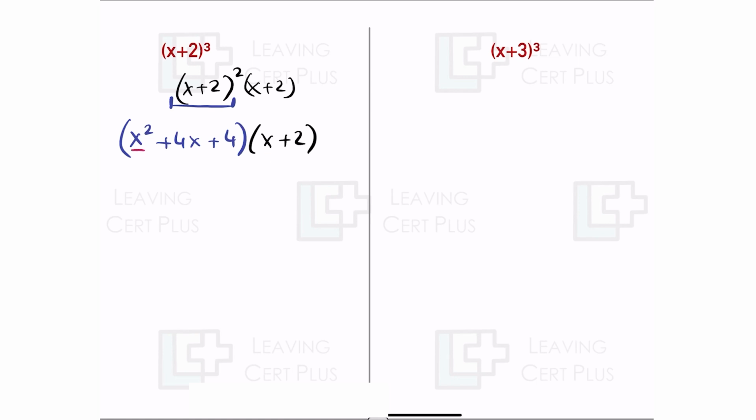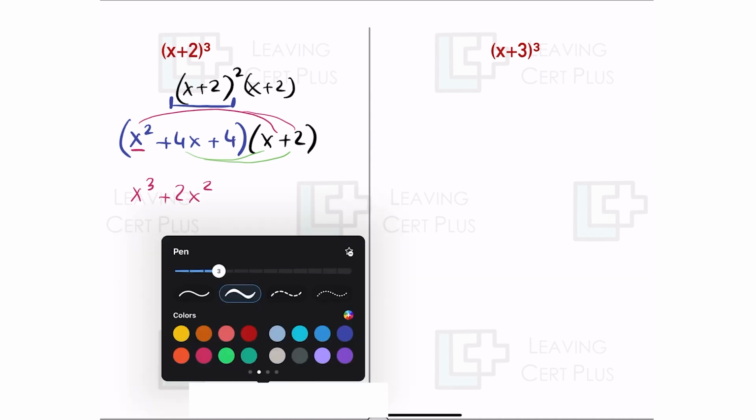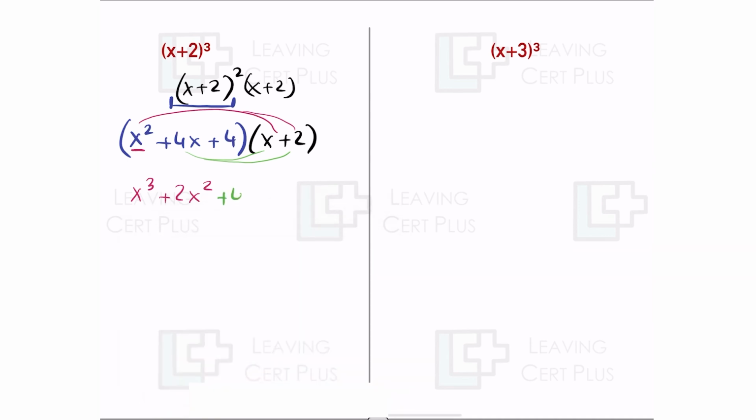So I'm going to do x squared by x and then by 2. So x squared by x will give me x cubed. X squared by 2 is 2x squared. Next, you have to do it with the 4x. So it's 4x by x and 4x by 2. So that's going to be in green. We can say that 4x by x is going to be plus 4x squared. And then you got a plus 8x. And then finally, if you do it in black, that's 4 by these two as well. Okay, so that's plus 4x plus 8.